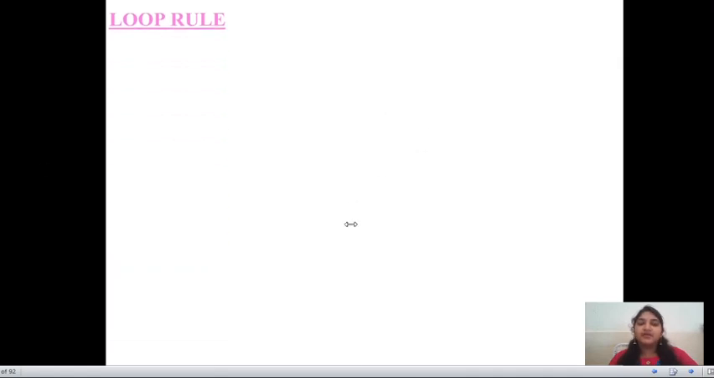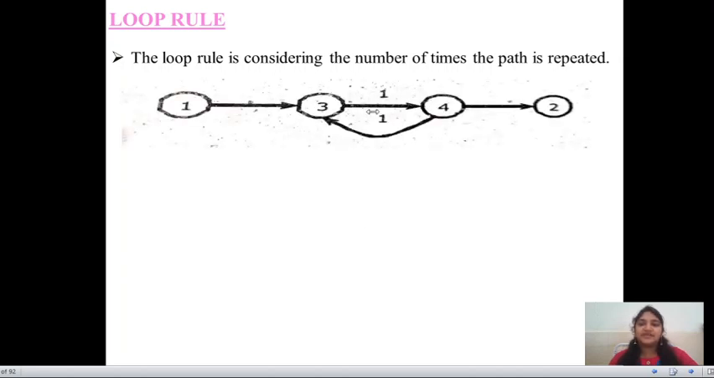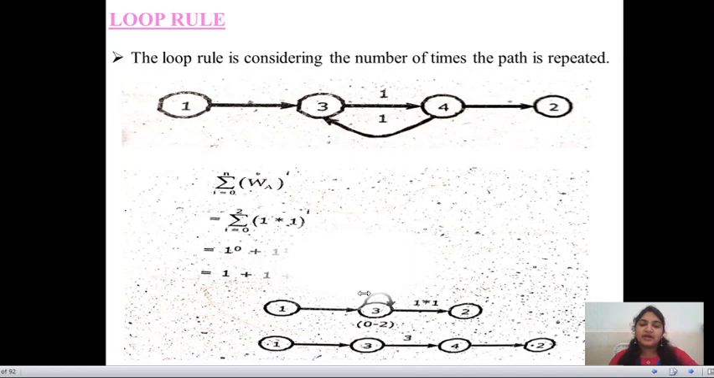Next we'll go for the loop rule. The loop rule considers the number of times the path is repeated. Here I am just assuming that this is the loop in this flow graph. The loop rule can be defined in a number of ways: first loop, second loop, three or four loops, whatever our wish. So here I am taking 3 loops, meaning the loop is repeated 3 times.